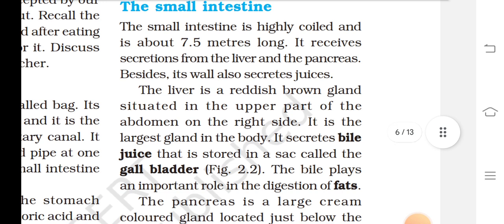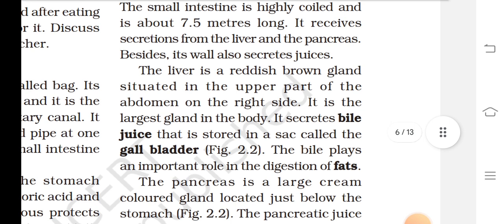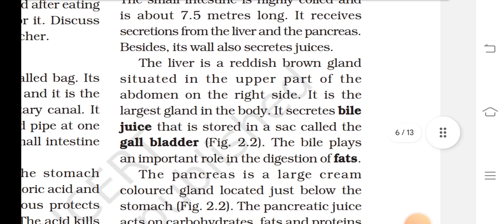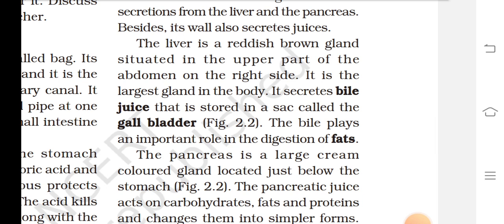The small intestine is highly coiled and is about 7.5 meters long. It receives secretions from the liver and pancreas. Besides, its wall also secretes juice.